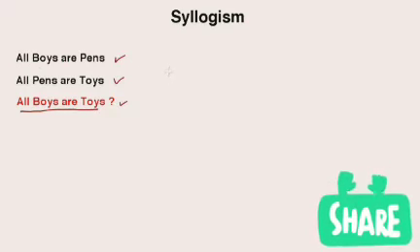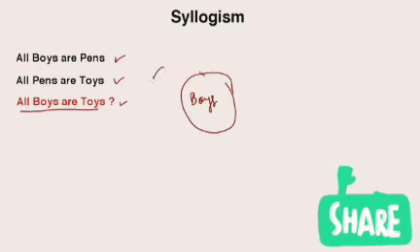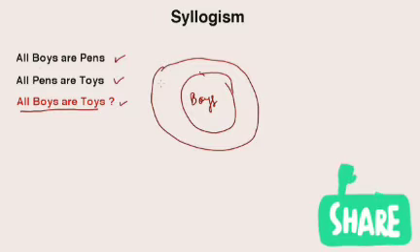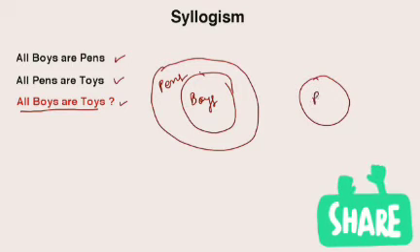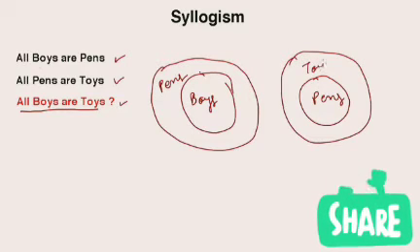So we will solve this question using the circle method. We will draw the circle for each of the statements and then find the conclusion. First of all, this is the circle. All the boys are pens. And all the pens are toys. So understand this. All the boys are pens. All the boys are part of the bigger circle, that is pens, and all the pens are part of the bigger circle, toys.